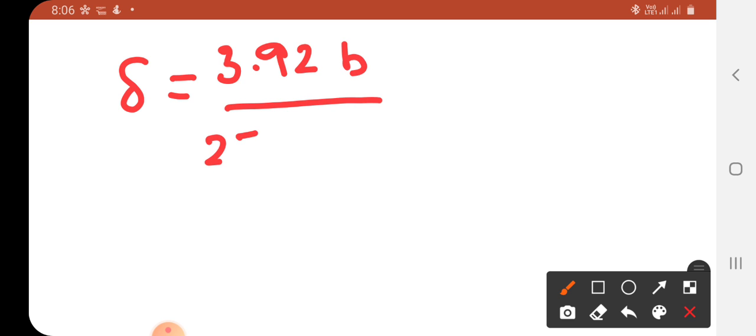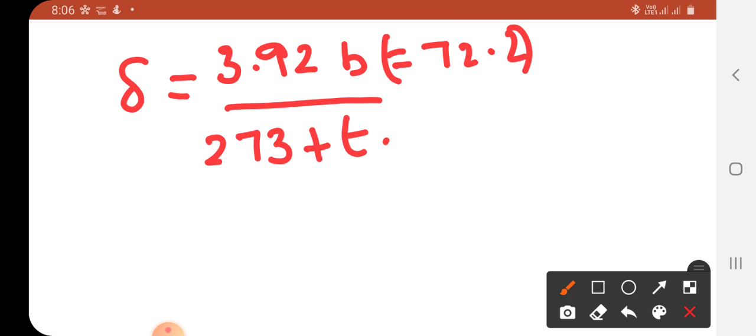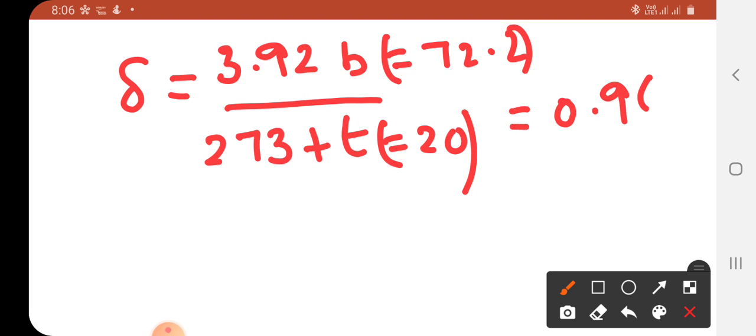First, let us find the air density factor, that is delta. What is the formula for delta? Delta is equal to 3.92 B divided by 273 plus T. Now you substitute B as 72.2 and T as 20 degrees. Then what is the answer? The value of delta is 0.966 approximately. Just check all these values. If it is not correct, you can go with the correct values.